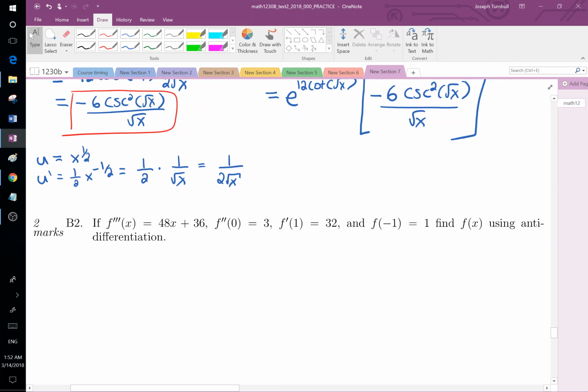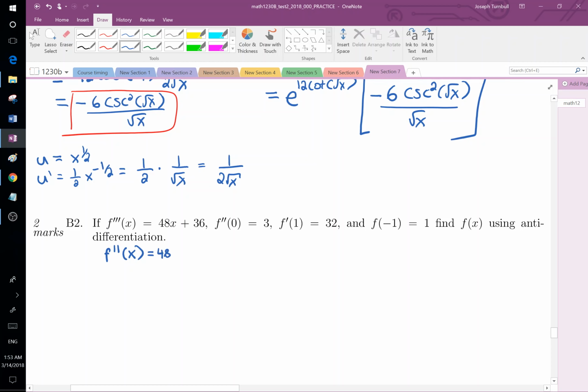And number 2 in the long answer. This is going to be a giant pile of work because it's a third derivative. The third derivative of a function is given, and we have conditions on the second derivative, first derivative, and original function. We need all this information to find the original mystery function that matches all the conditions. To start things off, I'm going to take one antiderivative of the third derivative. That'll give me a second derivative.